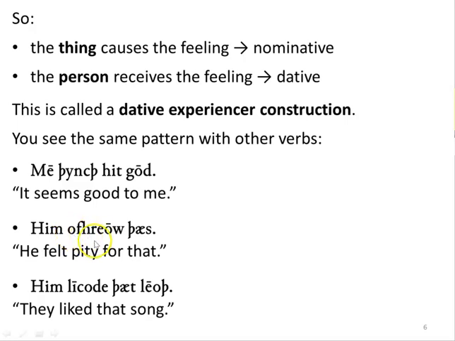"Him of hrēowan þæs." He felt pity for that. Felt pity that, þæs, that, the. "Him līcaþ þā lēoþ," they like the song. It could also be "him" as the plural, līcaþ, it indicates that lēoþ. "Him līcaþ þā lēoþ." They like the song.